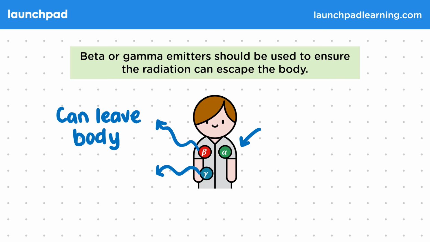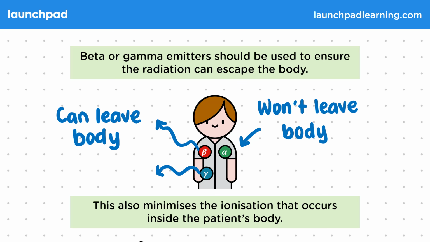However, alpha won't leave the body as it's stopped by tissue and skin. This also minimises the ionisation that occurs inside the patient's body. Alpha radiation is very dangerous inside the body as it's highly ionising in concentrated areas, so it can ionise an organ and do irreversible damage. However, beta and gamma radiation are less dangerous as they are less ionising, and the radiation is spread out.